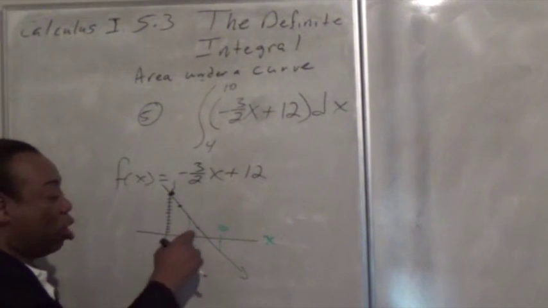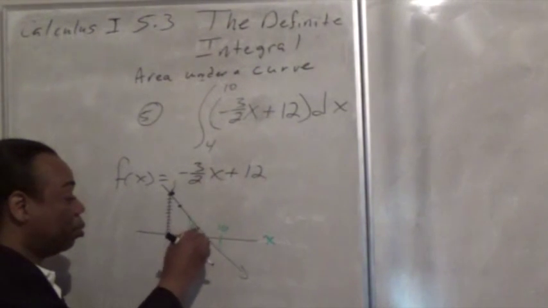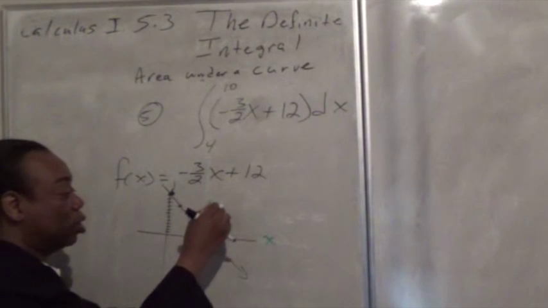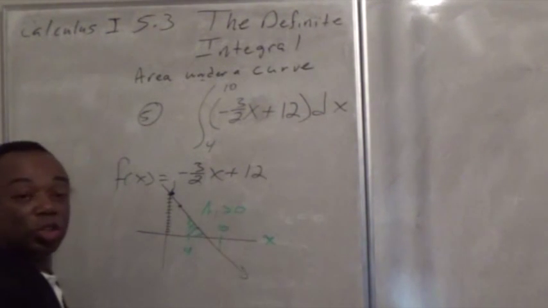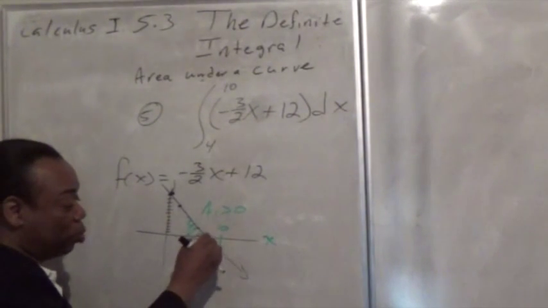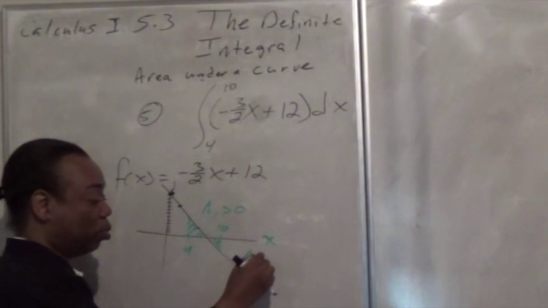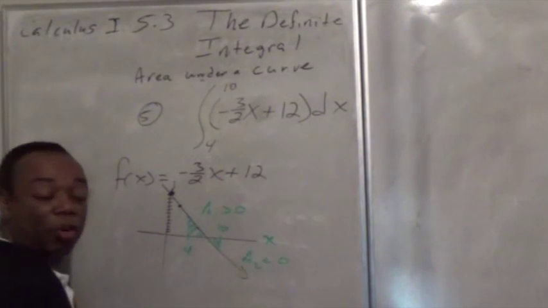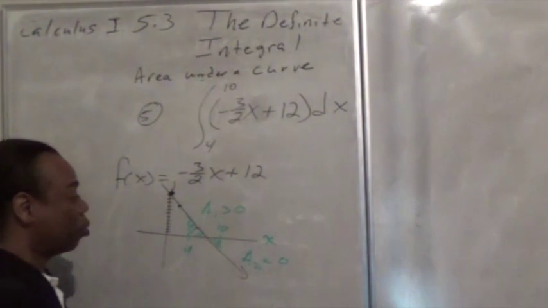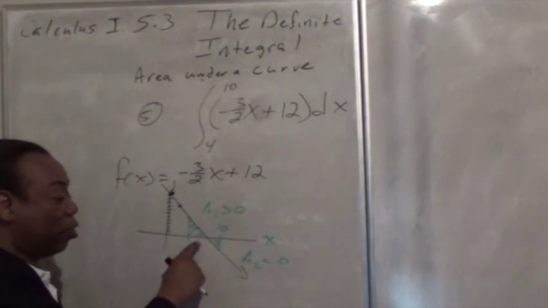Now, we'll call this area here that's above the x-axis area 1. Above the x-axis, the area is positive. The area of this piece right here, which is below the x-axis, we'll call that area 2. And areas that are below the x-axis are negative. So this must be split into two areas. So let's find area 1.